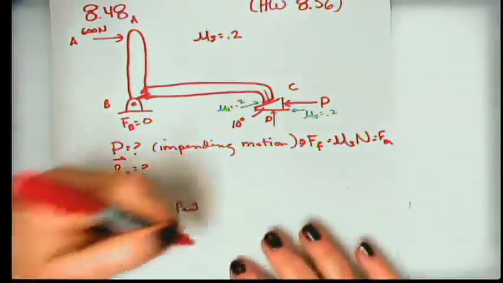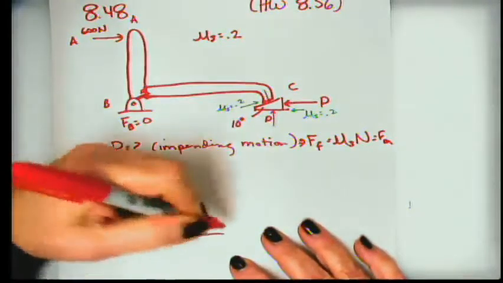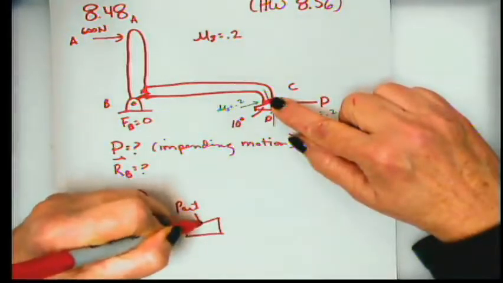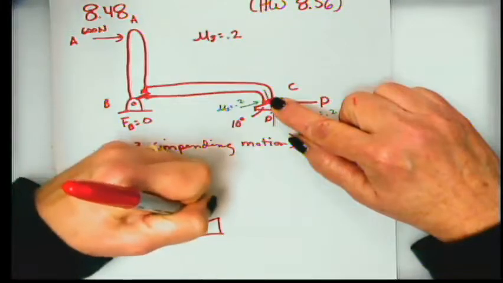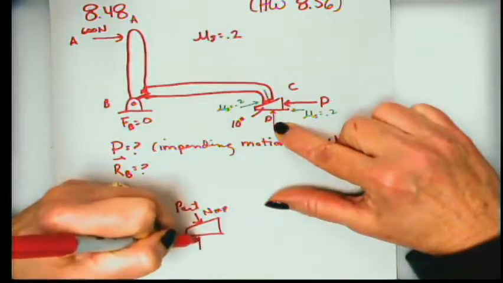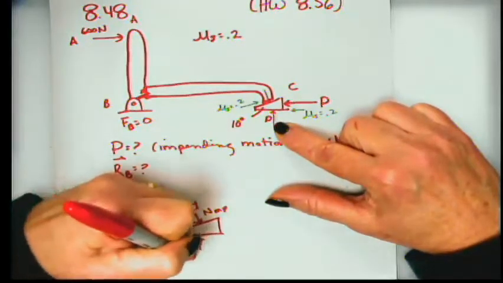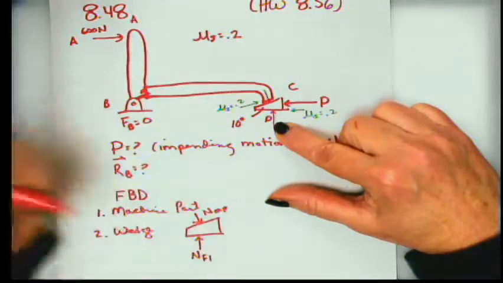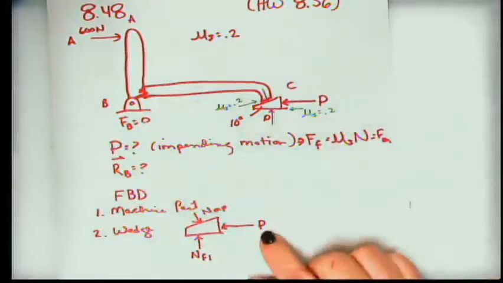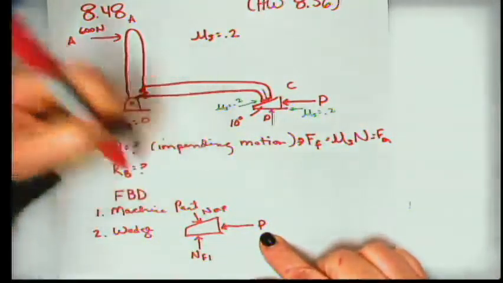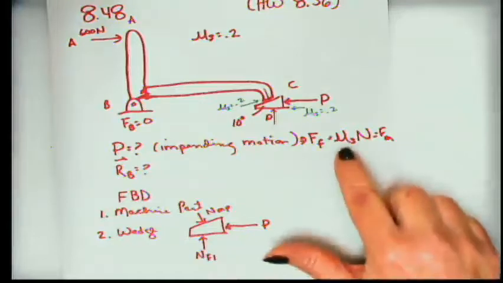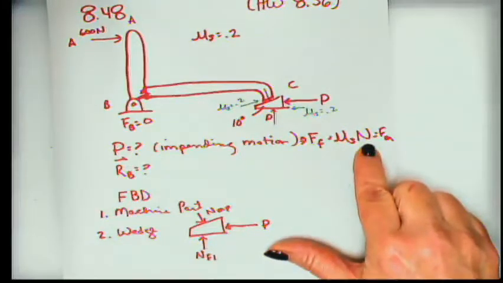All right, so if we take a look at the wedge, let's see what's going on with the wedge. The machine part is pushing down on it like this. This is the normal force from the machine part. And the floor is pushing up on it. That is the normal force from the floor. And force P is pushing over in this direction. At impending motion, we can say that the force of friction at both of these surfaces is going to equal mu s times N at that surface.